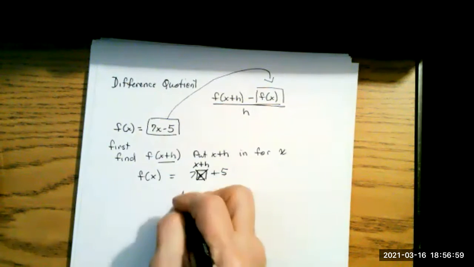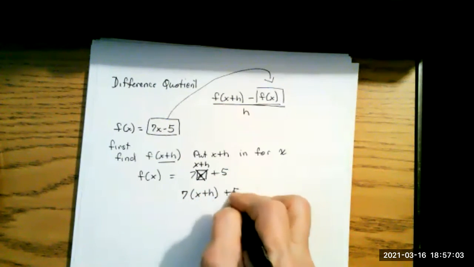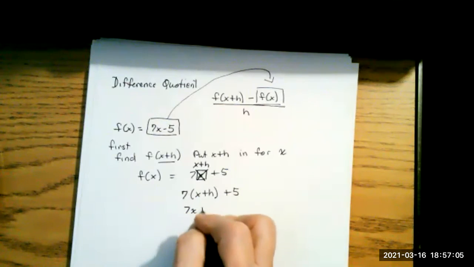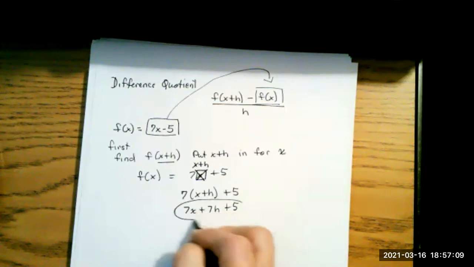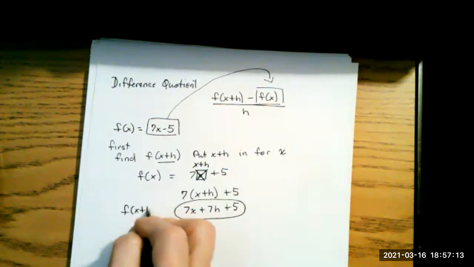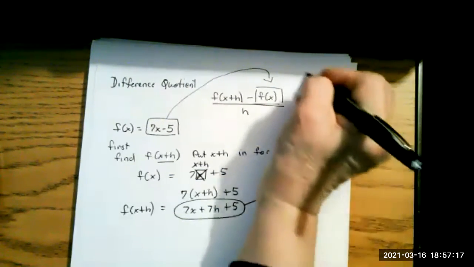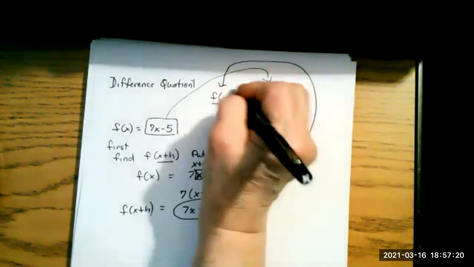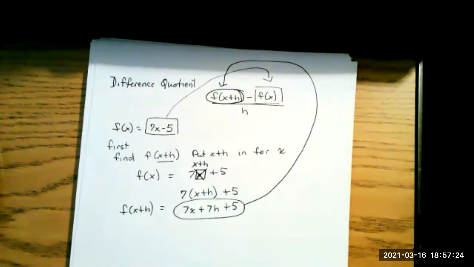So now my problem is going to say 7 times x plus h minus 5, which is 7x plus 7h minus 5. So that is my f of x plus h. That's what that is. So I'm going to take this one and bring it over here, and I'm going to take this out and put that value in its spot.